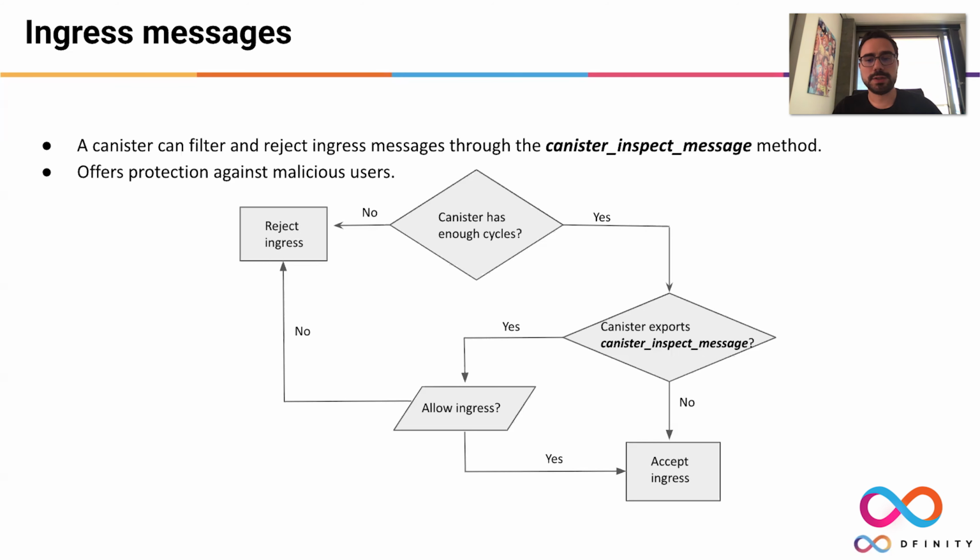So the way this works is that when the ingress message is submitted, we first do a quick check if the canister has enough cycles in its balance to cover the potential cost. If no, then we reject the message. If yes, then we check whether the canister exports this special function. If the canister doesn't export it, then we assume it's willing to accept the ingress message. If it does export it, then depending on the outcome of executing that function, the message will either be accepted or rejected.